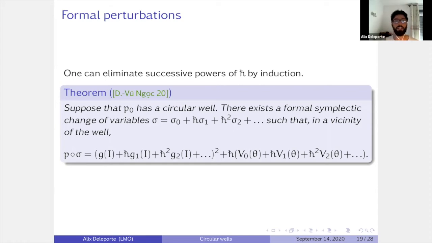And you reach the following conclusion, which is that if your main term P naught has a circular well, then there is a formal symplectic change of variable, sigma naught plus h times something, etc., such that in a vicinity of the minimum, you have a non-degenerate function of I squared plus h times some function of theta plus O of h infinity.